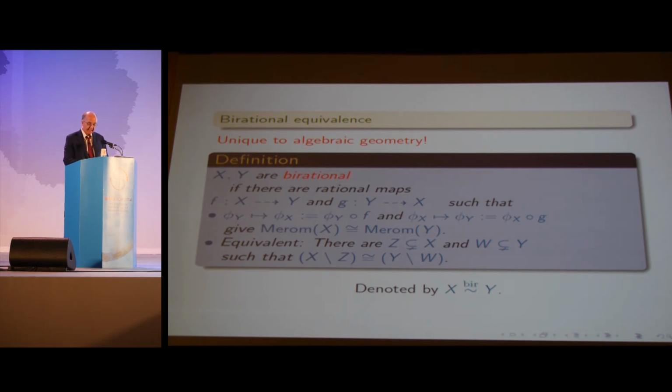Now, the other form that's quite useful is that there are some smaller dimensional closed algebraic subvarieties, Z inside X and W inside Y, such that the complements are isomorphic as, by this time, non-compact algebraic varieties, okay? And so that is actually a quite useful notion in algebraic geometry, and it is denoted by this birational sign, an equals sign with a tilde.